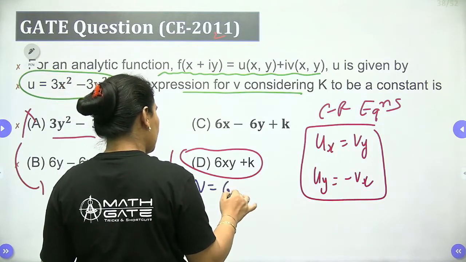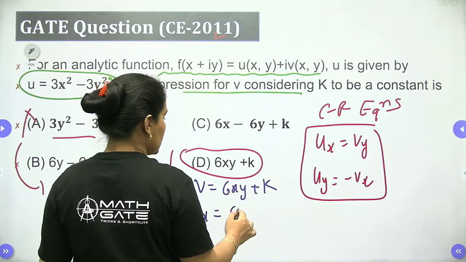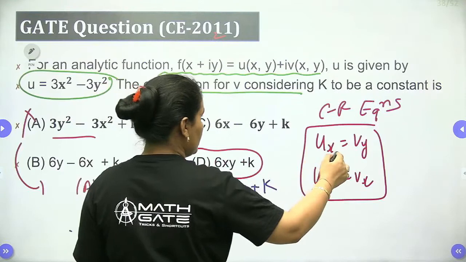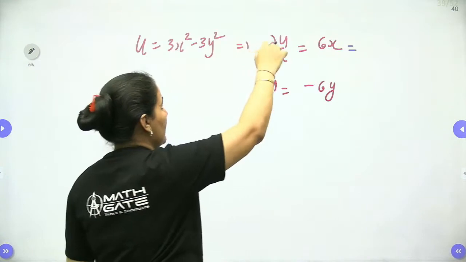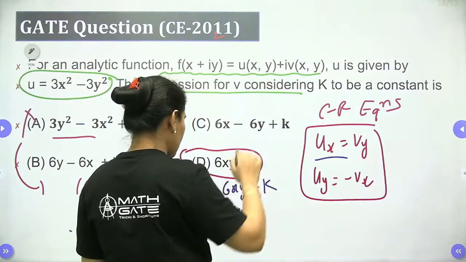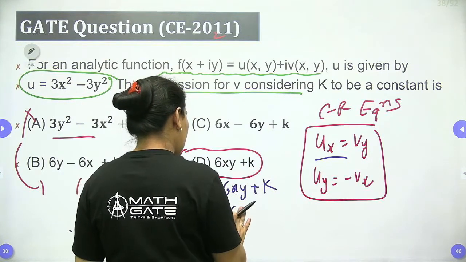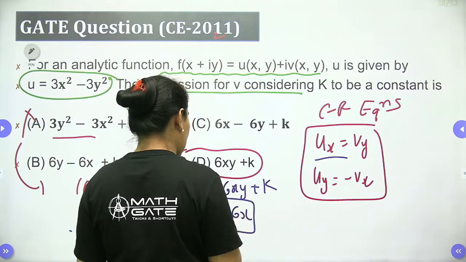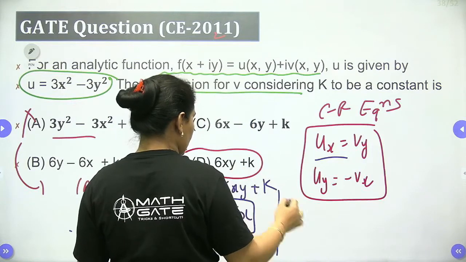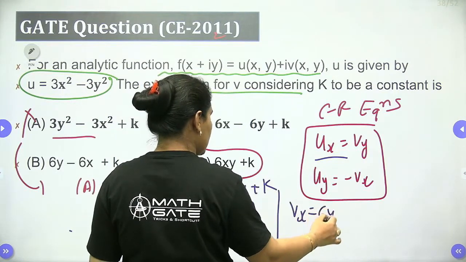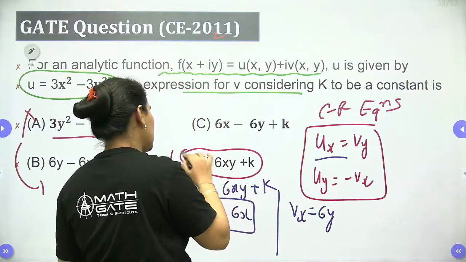If this is v, let's take the partial differentiation with respect to x. It will be 6y only. Let's find vy first; it will be 6x. So ux is equal to vy. And uy is equal to minus vx. Let's find vx; it was 6y. It's satisfying the condition, so the answer will be this one.